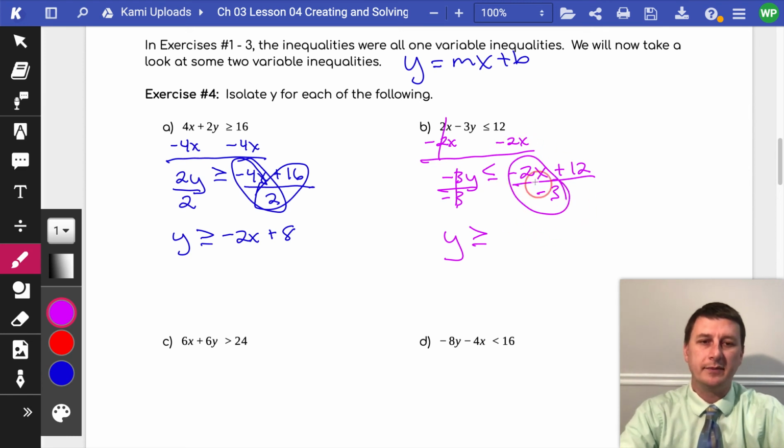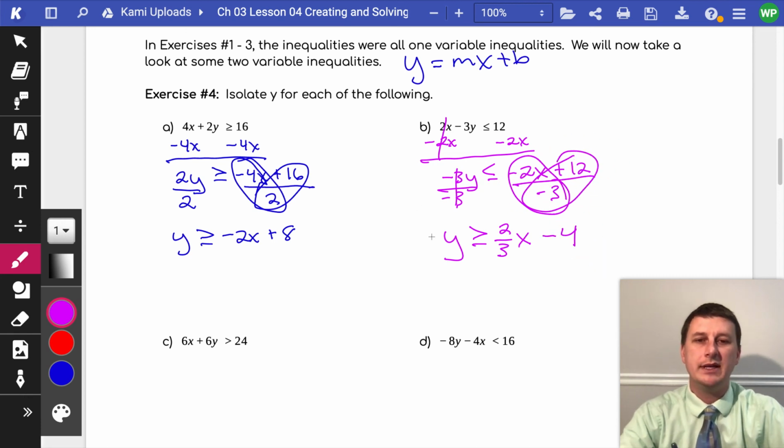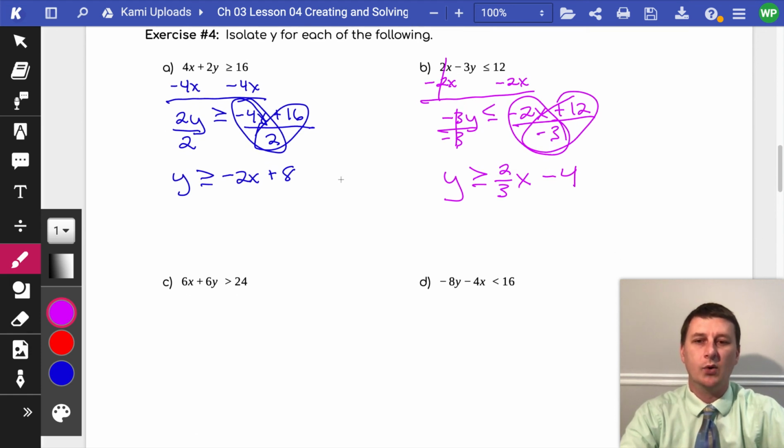So after we flip the sign, we're going to divide our negative 2x divided by negative 3. So negative negative is going to give me a positive, and I can't divide 2 by 3, so I'm going to keep it as a fraction of 2 over 3x. And then 12 divided by negative 3 will give me a negative 4. So my final inequality in part B is y is greater than or equal to 2/3 x minus 4.